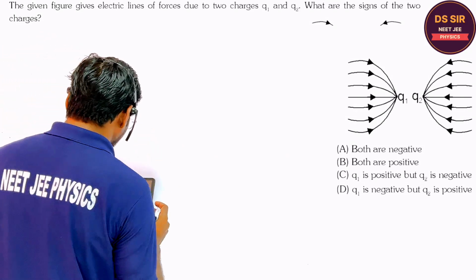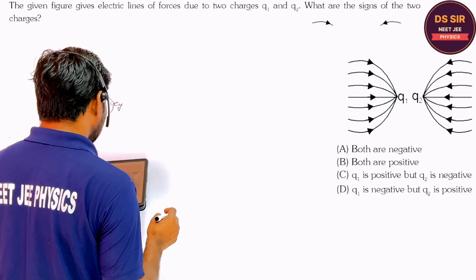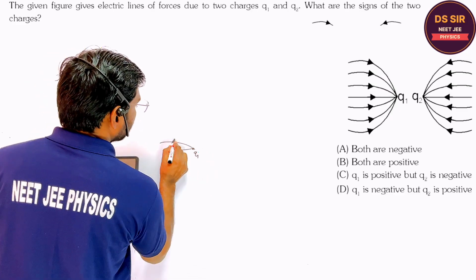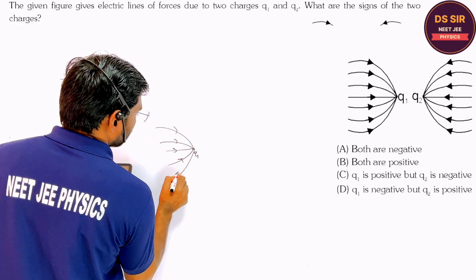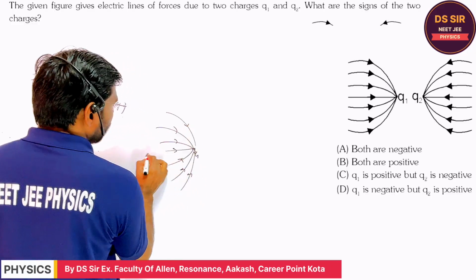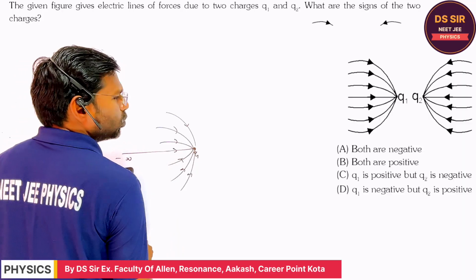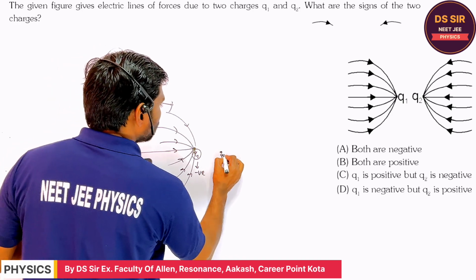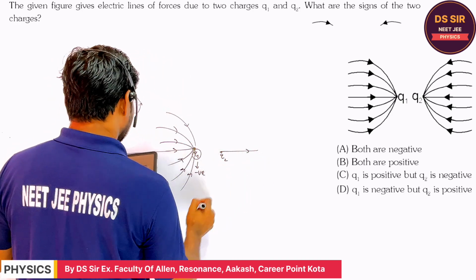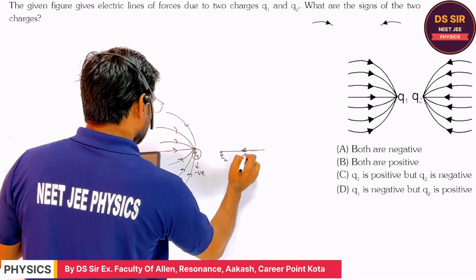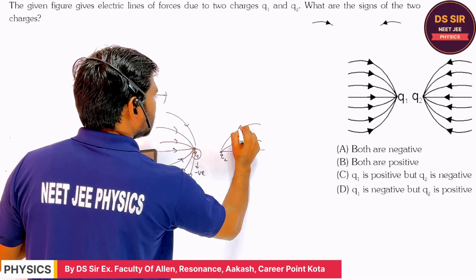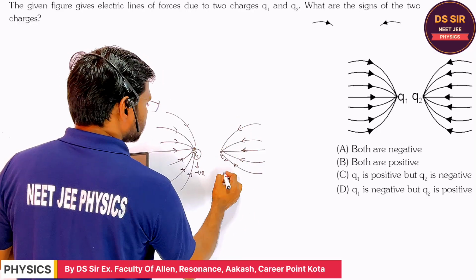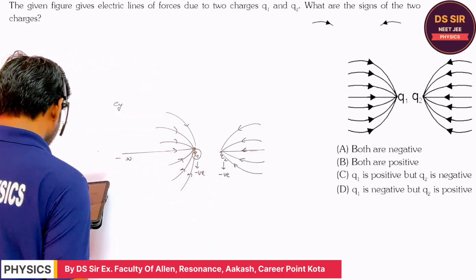Read this question. In the given figure, you have to find the sign of the two charges. This is Q1, and the electric lines of force are like this. They are coming from infinity and terminating at the Q1 charge, so this charge is negative. If you consider Q2, the electric field lines are also coming towards this charge, so it is also negative. Is it clear or not?